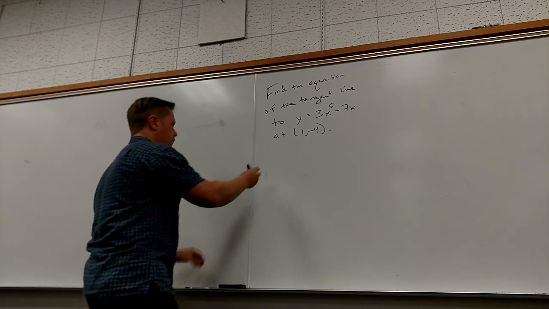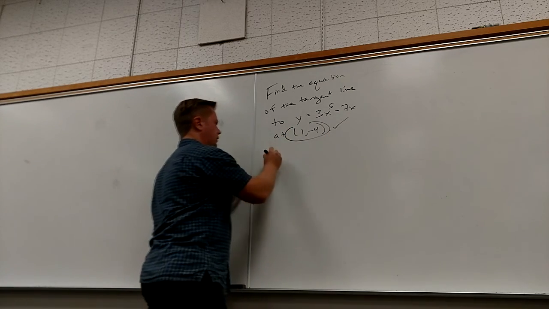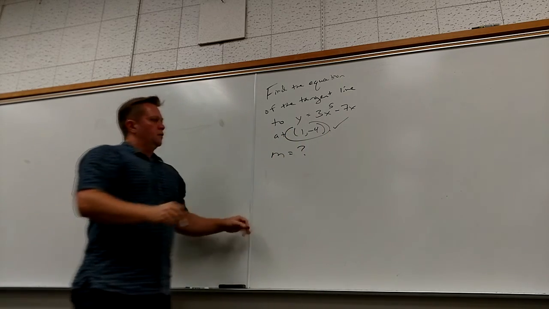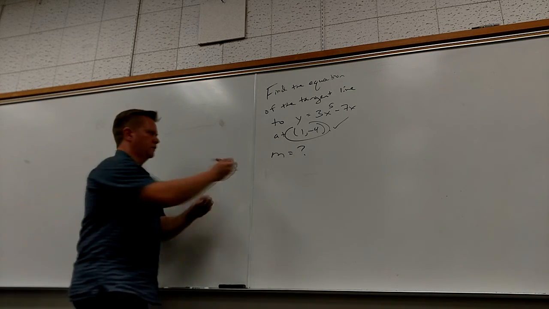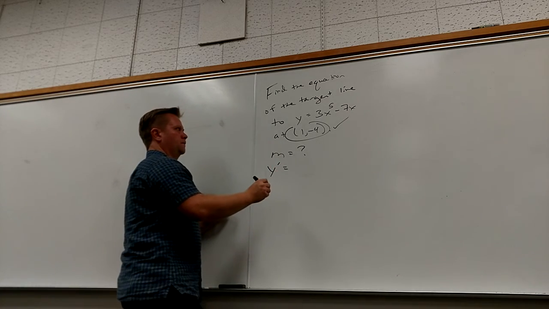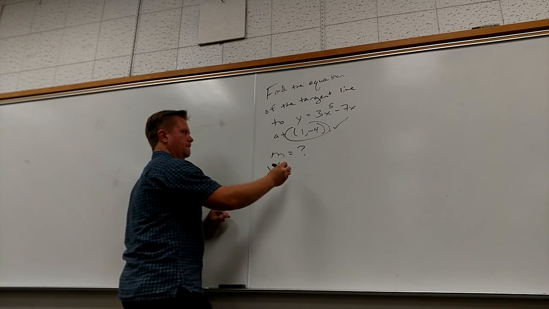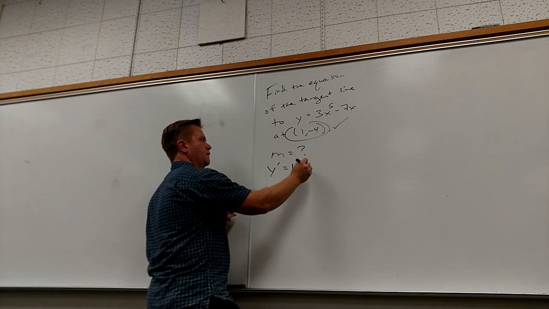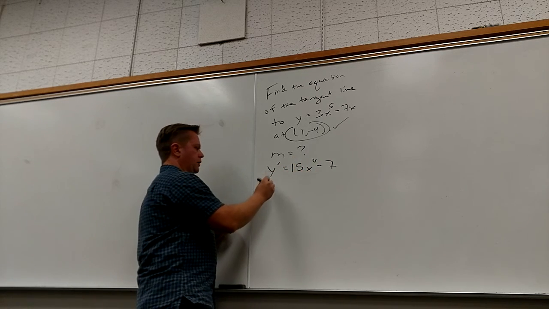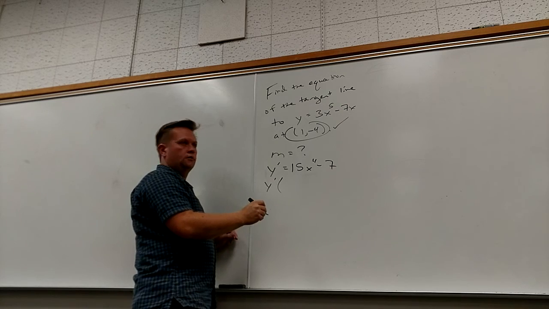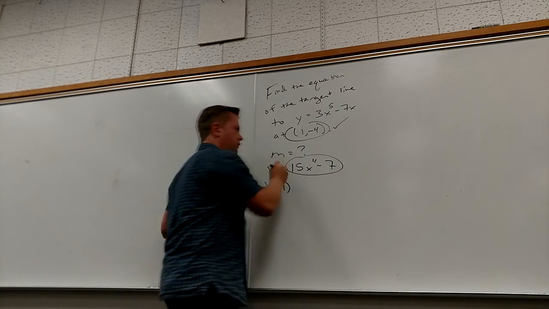So how do I get the slope? I got a point. Check. Now I need m. How do I get that? Take the derivative of y. That'd be 15x to the 4th minus 7. So now I need y prime at 1. Don't plug this whole thing in for m.